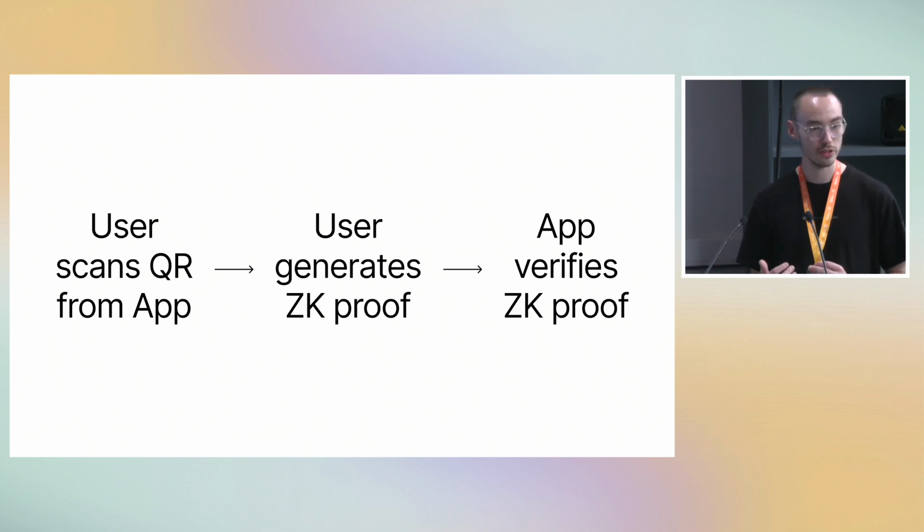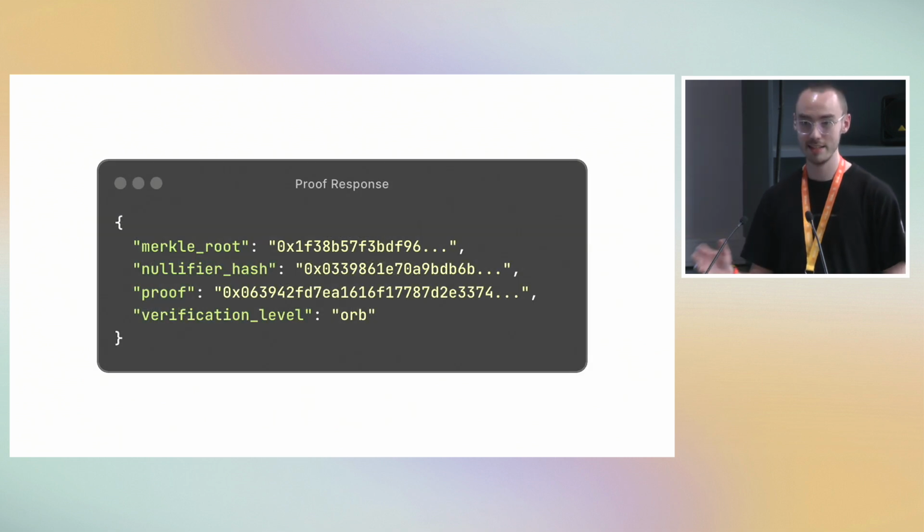And you can either do this off-chain or on-chain. Off-chain, it is an API point on our developer portal, whereas on-chain, it's directly in the smart contract. Right? And this is that zero-knowledge proof that your app will receive.